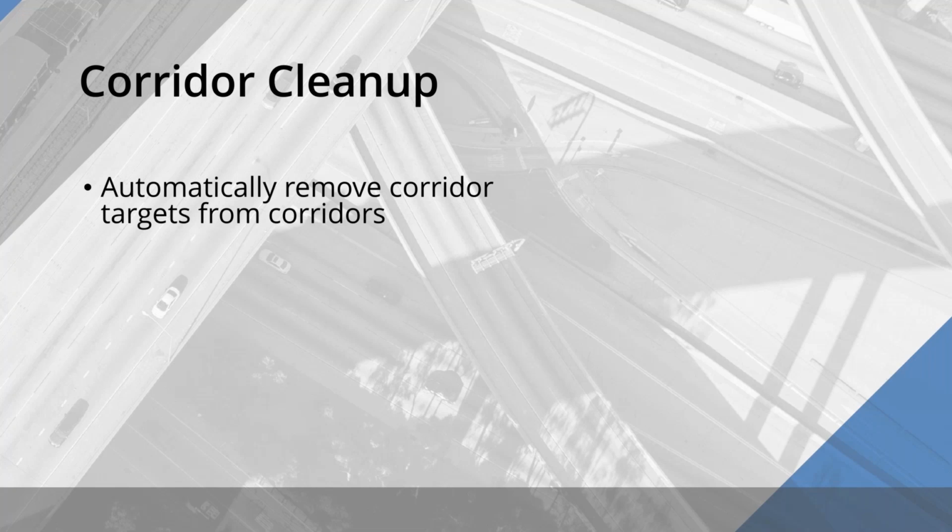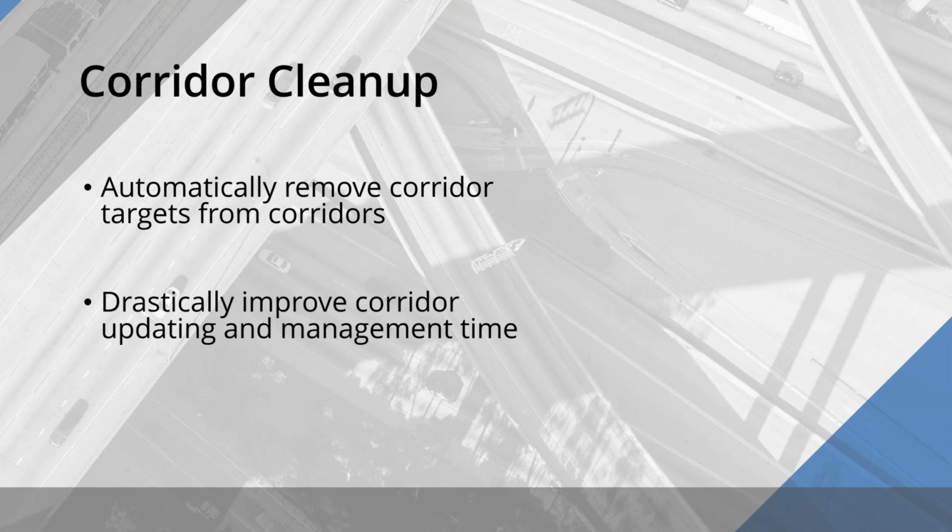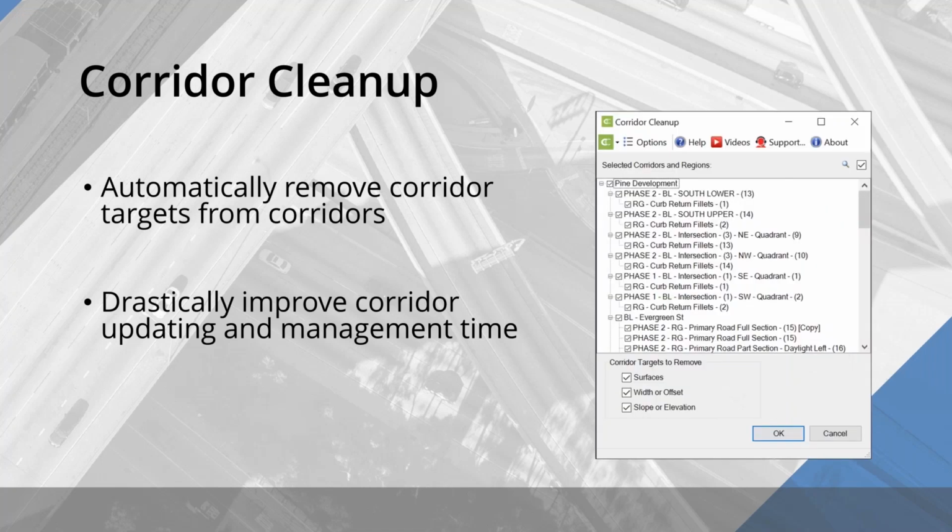Removing corridor targets, believe it or not, is a very tedious process. It's a one-by-one thing. It shouldn't be. Why can't we just take a part of my corridor or the whole corridor and reset that? So it'll drastically improve the updating and the management time of your corridors as you're changing things in your design and your approach to how you're modeling your corridor.